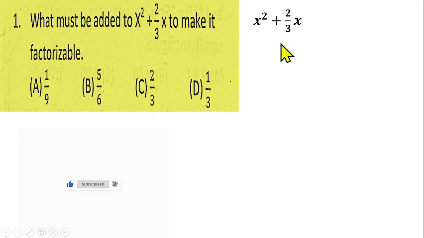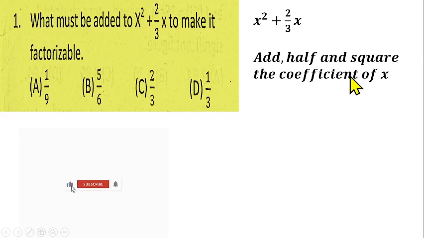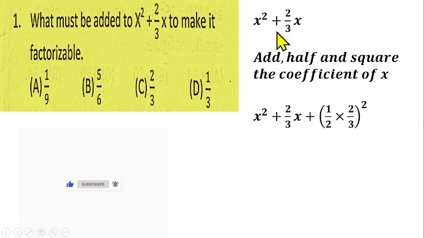Now in this one, the students are being tested on completing the square. So all you need to do is to half and square the coefficient of x and add it to this. So when I have the coefficient of x, what am I going to get? That will be 1 over 2 times 2 over 3, then squared. So I'll be having x squared plus 2 over 3x plus, I'm to halve this, that will be 1 over 2 times 2 over 3, then squared it. So I've halved and squared the coefficient of x.